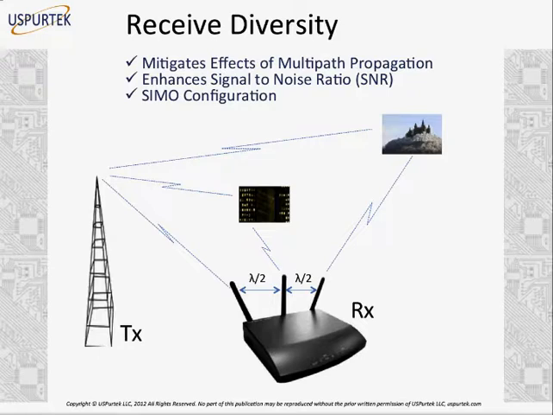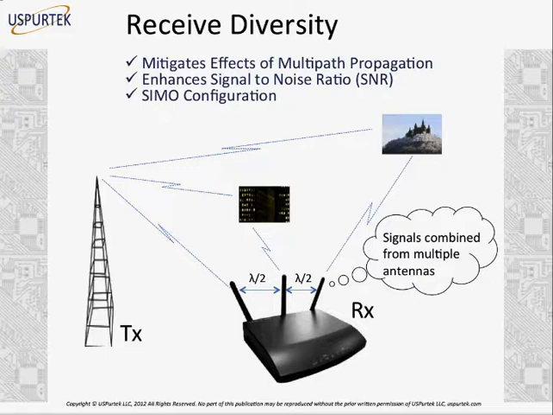Keeping them half a wavelength apart minimizes the correlation between the received signals and creates relatively independent paths to and from the different antennas. The antenna configuration you see here is essentially a SIMO configuration, which can be considered a special case of MIMO. Now, there are different ways to combine the signals from these multiple antennas on the receiver side.